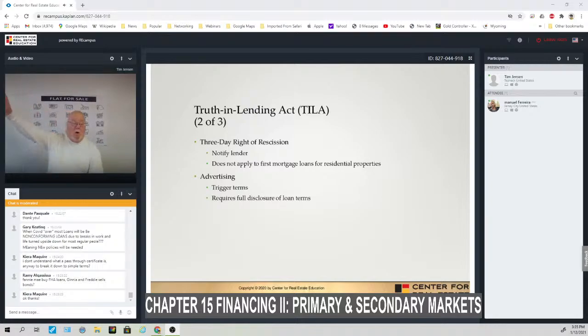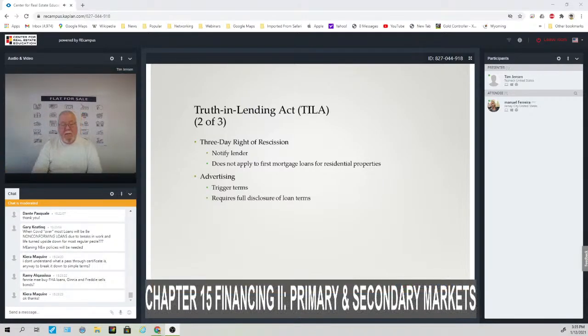But for any and all other consumer loans, secondary mortgages, home equity loans, consumer loans, car loans, whatever, you have a 3-day right of rescission after signing to consult your attorney to determine, is this the best deal? And if not, you can get out of that deal within 3 days and get your money back.